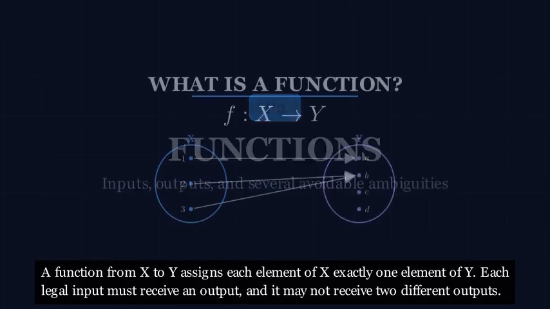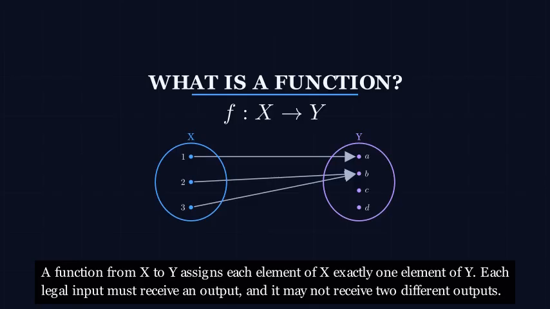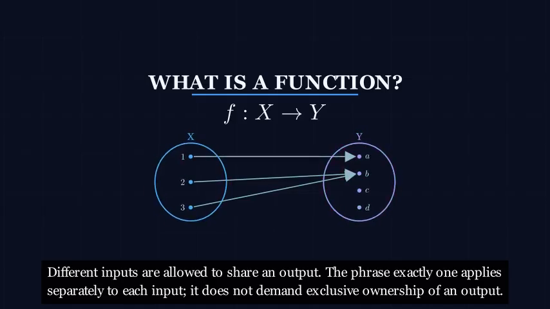A function from X to Y assigns each element of X exactly one element of Y. Each legal input must receive an output, and it may not receive two different outputs. Different inputs are allowed to share an output. The phrase "exactly one" applies separately to each input. It does not demand exclusive ownership of an output.